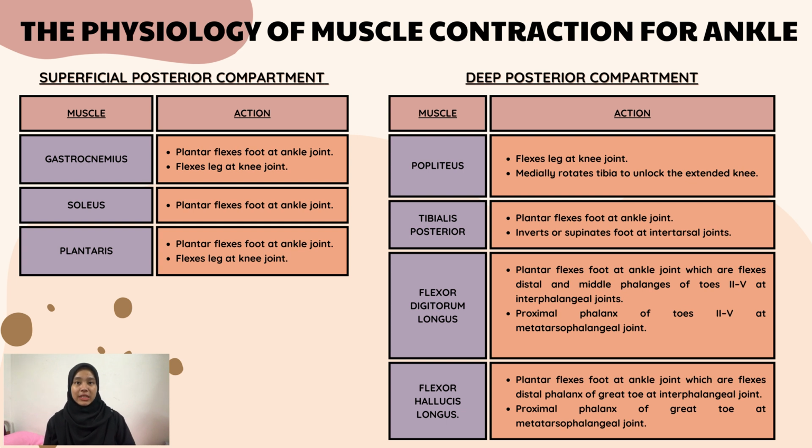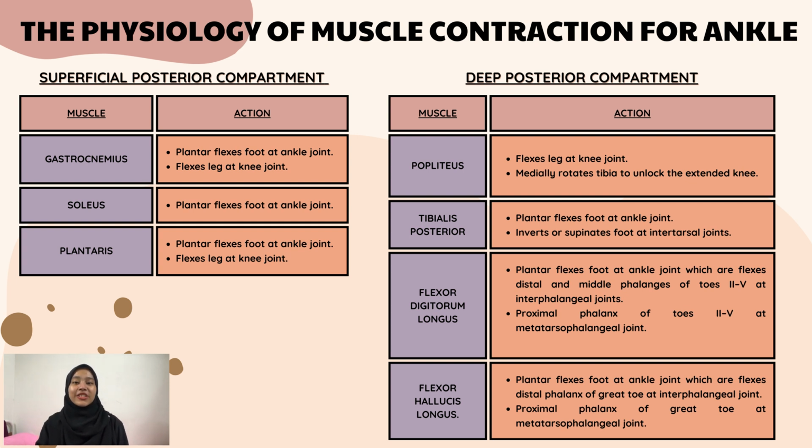The gastrocnemius, soleus, and plantaris muscles, which are the main muscles involved in ankle plantar flexion, are located in the superficial posterior compartment. The gastrocnemius will plantar flex the foot at the ankle joint and flex the leg at the knee joint. Next, the soleus muscle will plantar flex the foot at the ankle joint. Lastly, the plantaris will contract to plantar flex the foot at the ankle joint and flex the leg at the knee joint.